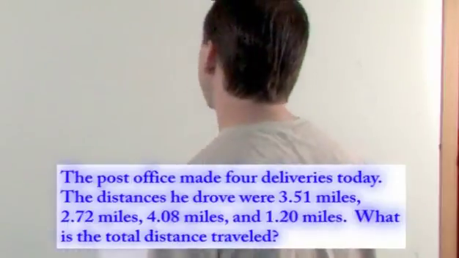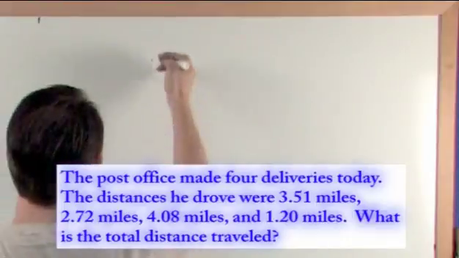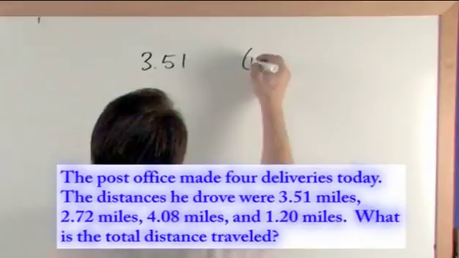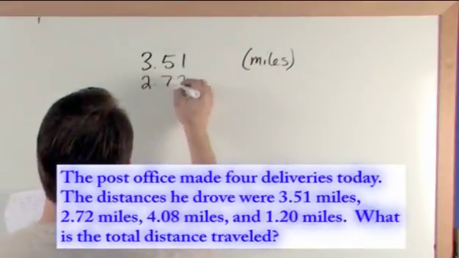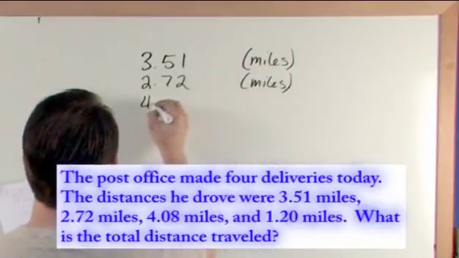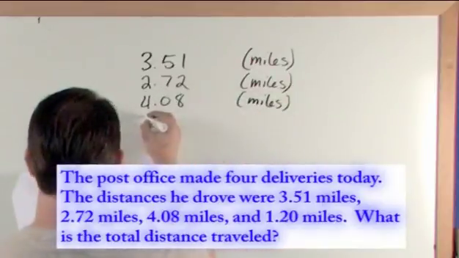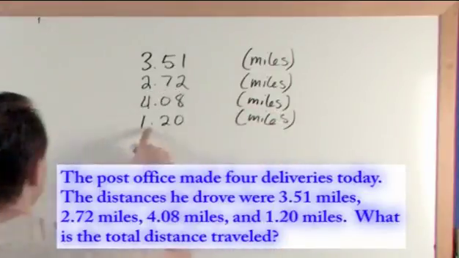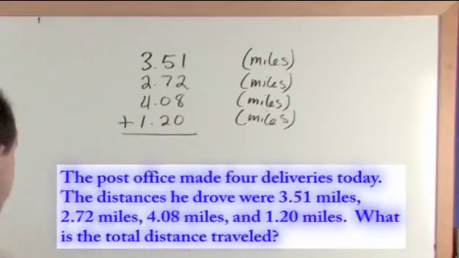So we want to add up all of these distances. It's a lot of distances, so you might say, well, geez, this is going to be complicated. It's really not going to be any more complicated than anything else. 3.51 miles, 2.72 miles, 4.08 miles, and 1.20 miles. And look at the way I've lined up the decimals. All the decimals have to be lined up when you're adding decimals together, okay?